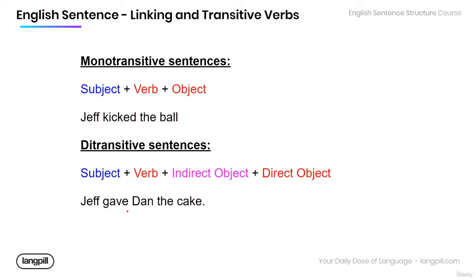And who is the action going to, right? Who did Jeff give the cake to? Well, he gave it to Dan. So that is our indirect object.